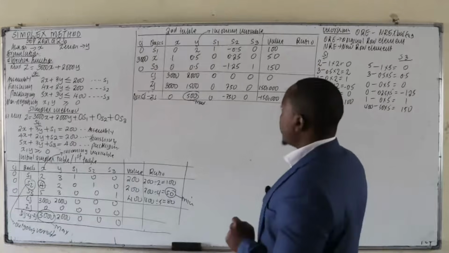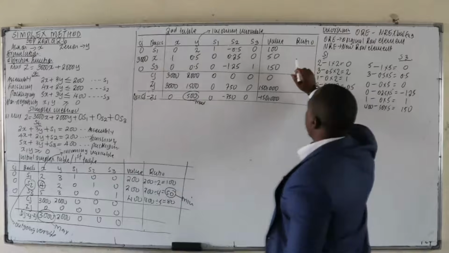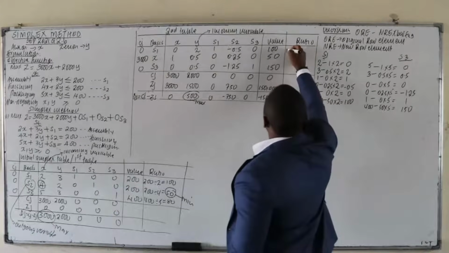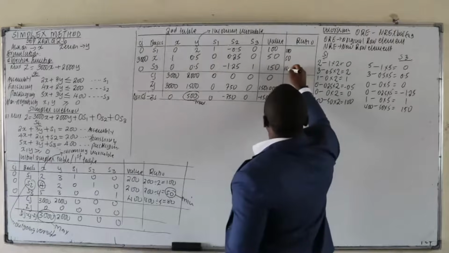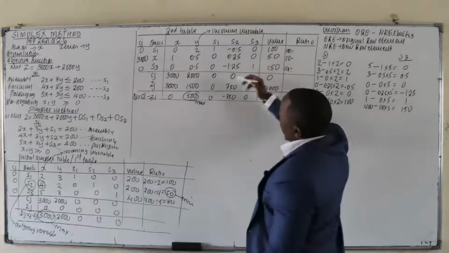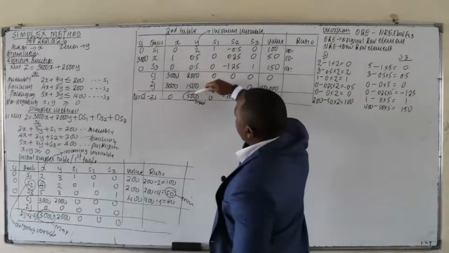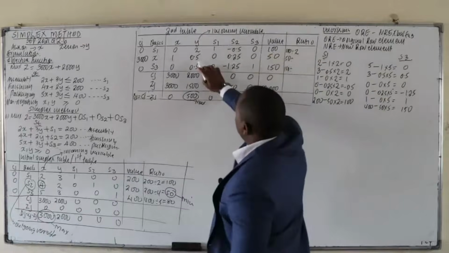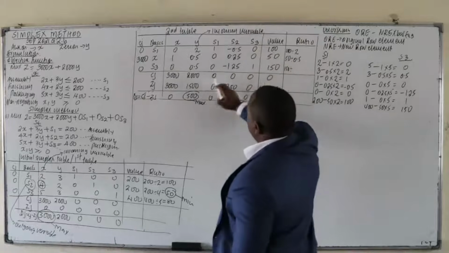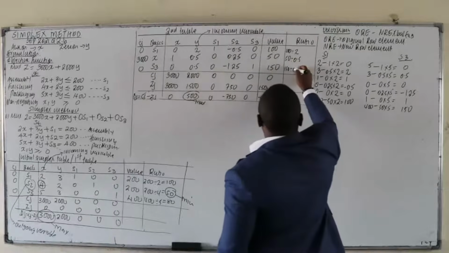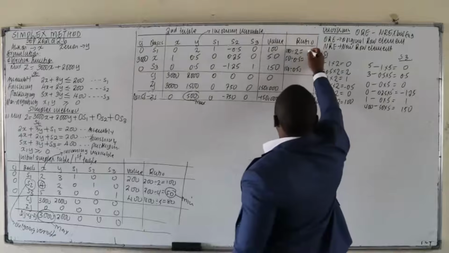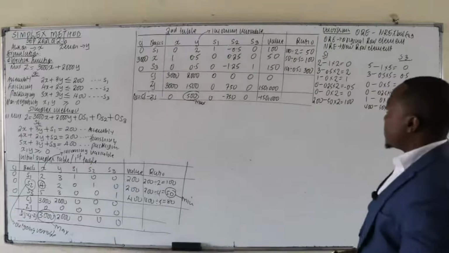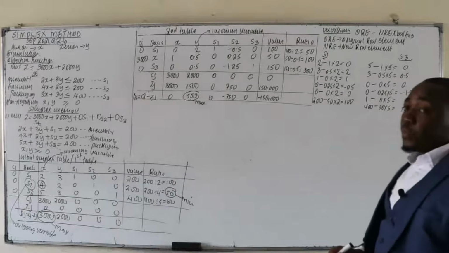Which one will go? To determine which one will go, you have to compute the ratio. How do you compute the ratio? To get the ratio, you take the values. This is 100, this is 50, this is 150. You divide by the elements in the column where you have the maximum. For this one, you divide by 2. For this one, you divide by 0.5. From this one, you divide also by 0.5. That's how you get the ratio. Here you get 50, 100, and 300. Then from the ratio, you pick the minimum.